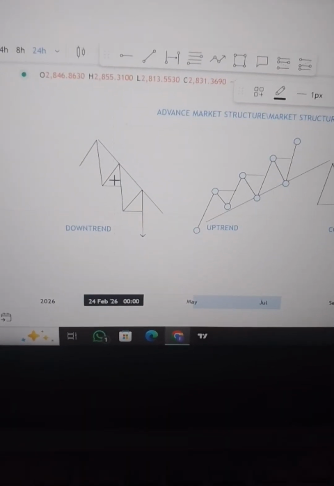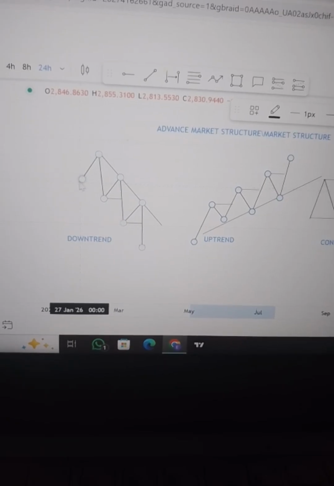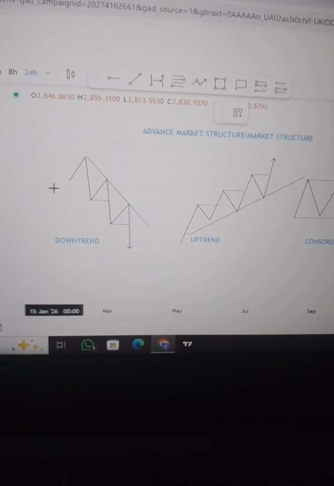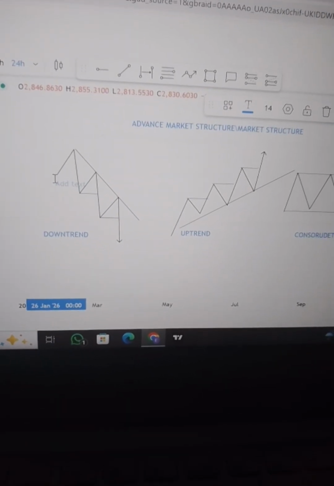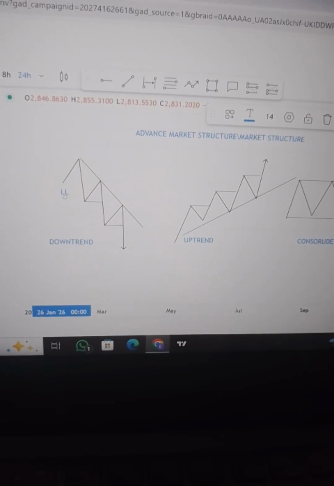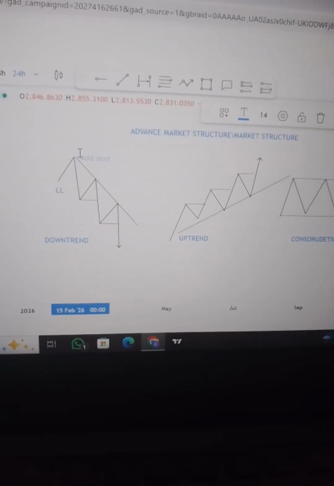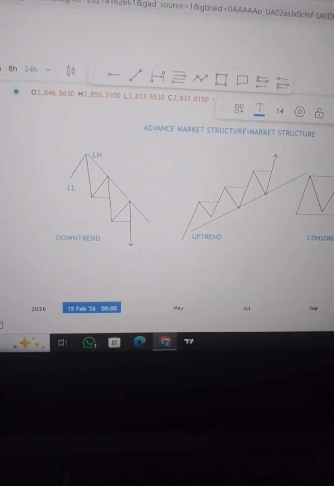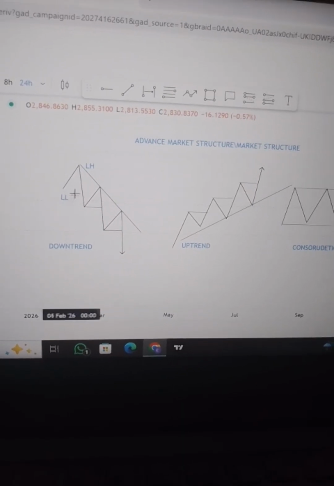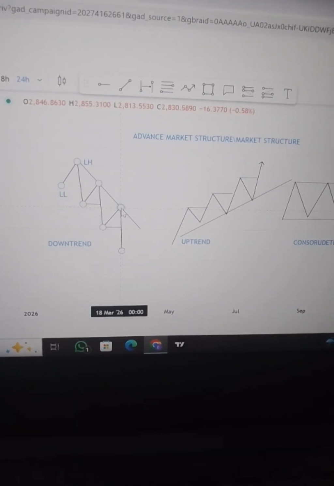So at this downtrend, at this bottom, what we call here is a lower low. Do you get it? And we come over here, we call here a lower high. So lower low, lower high, lower low, lower high, lower low, lower high, lower low.